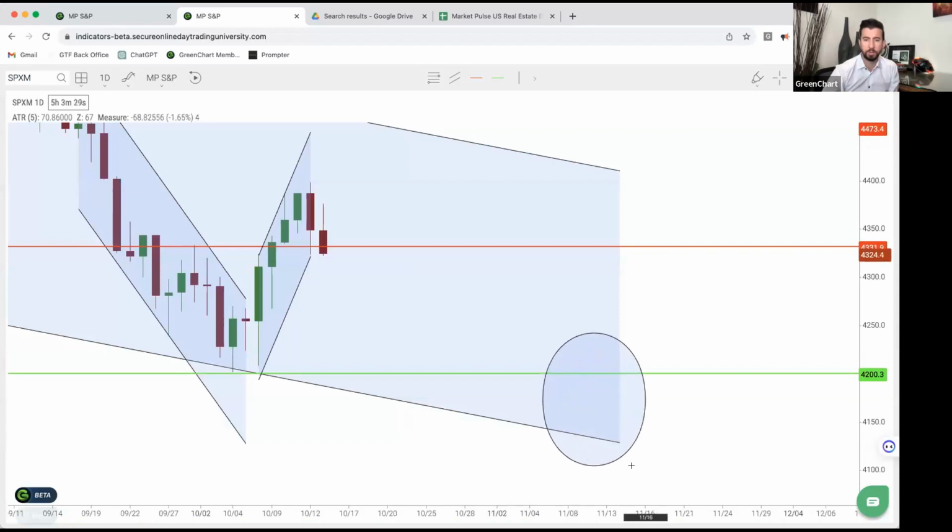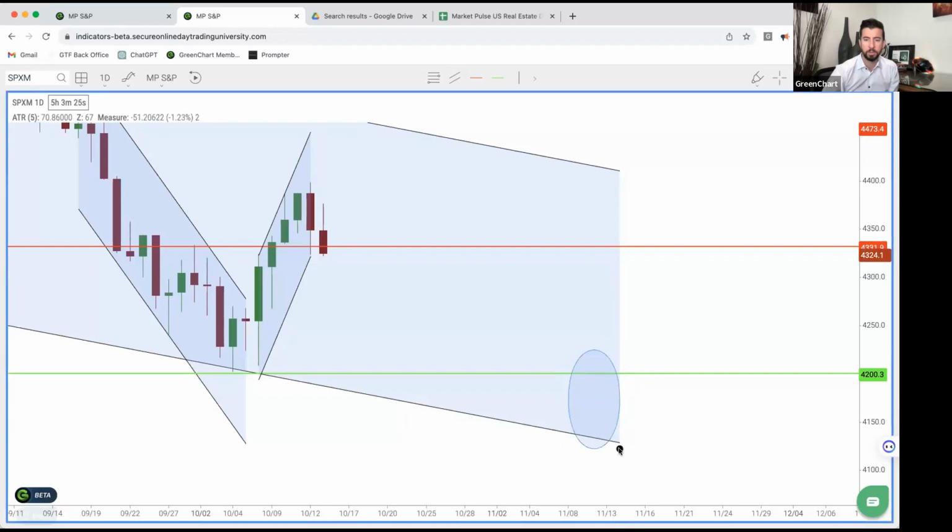Draw one about like this, like that. Oops. Move that over. Because of the size of the candles, I'm going to make it a little smaller. So this is likely what Monday is going to look like. We're going to have trading ranges.